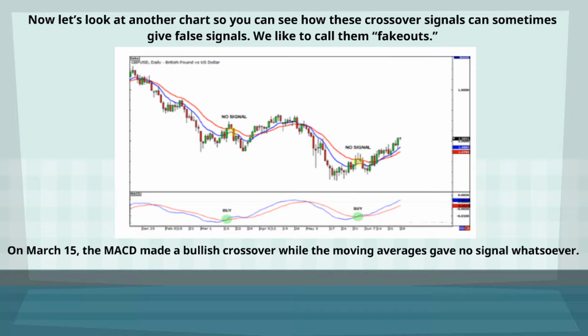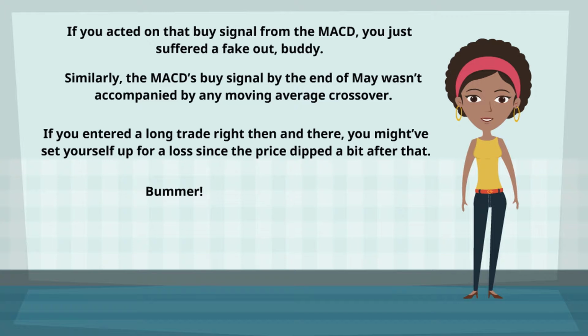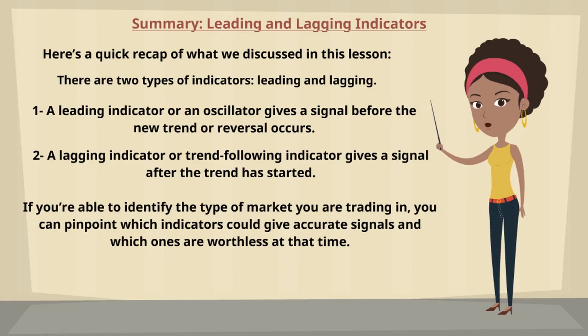Now let's look at another chart so you can see how these crossover signals can sometimes give false signals. We like to call them fakeouts. On March 15th, the MACD made a bullish crossover while the moving averages gave no signal whatsoever. If you acted on that buy signal from the MACD, you just suffered a fakeout, buddy. Similarly, the MACD's buy signal by the end of May wasn't accompanied by any moving average crossover. If you entered a long trade right then and there, you might have set yourself up for a loss since the price dipped a bit after that. Bummer.